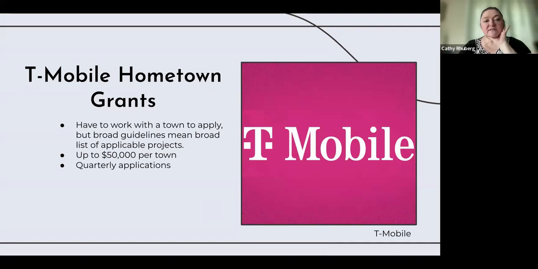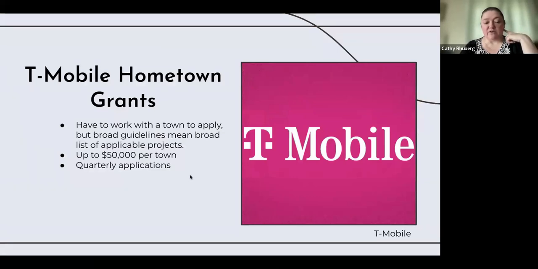So this one is T-Mobile Hometown Grants. You can apply basically anytime. They just award them on a quarterly basis. And in the slide deck you have with you, you'll be able to click on the T-Mobile and it'll give you a link that'll go to the information about T-Mobile.